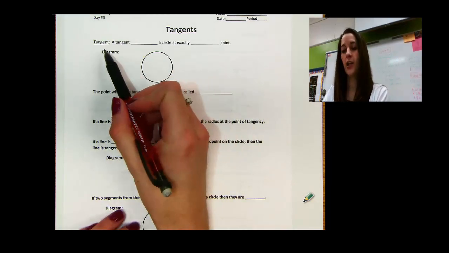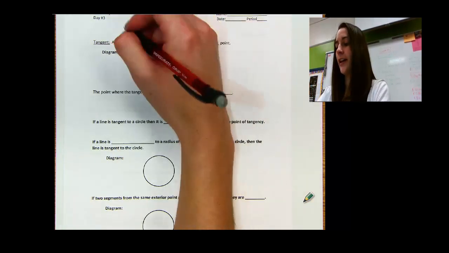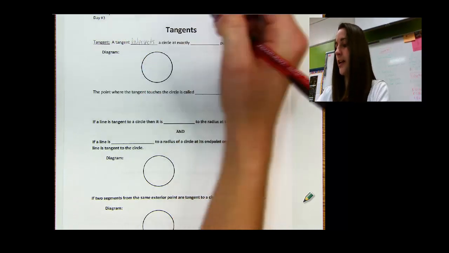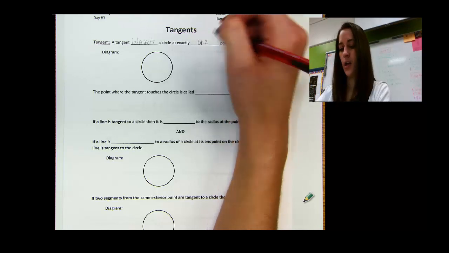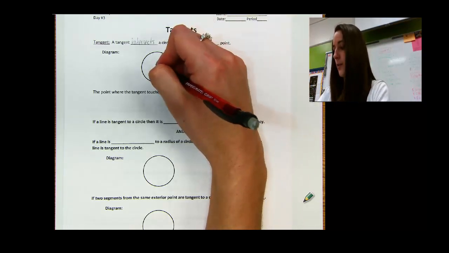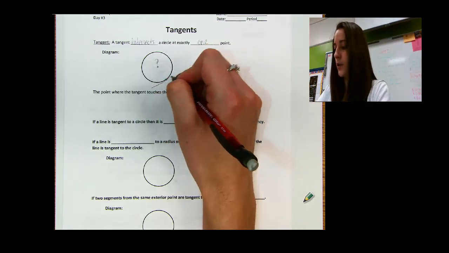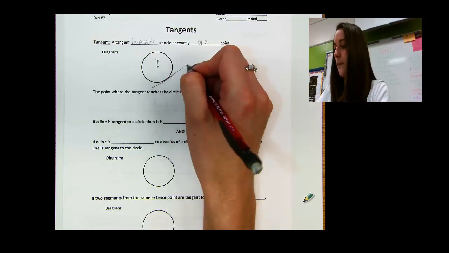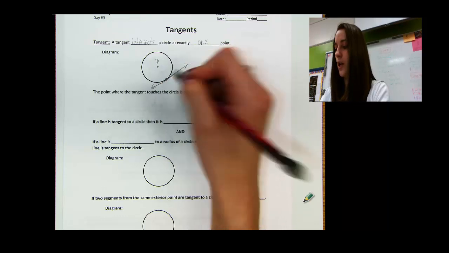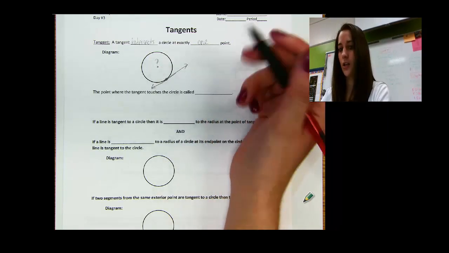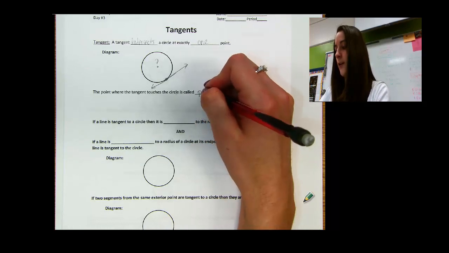So let's talk about a tangent. A tangent is a line that intersects a circle at exactly one point. So for example, we're talking about circle P. A tangent line touches the circle at exactly one point, which is right here. And that point, where the tangent touches the circle, is called the point of tangency.